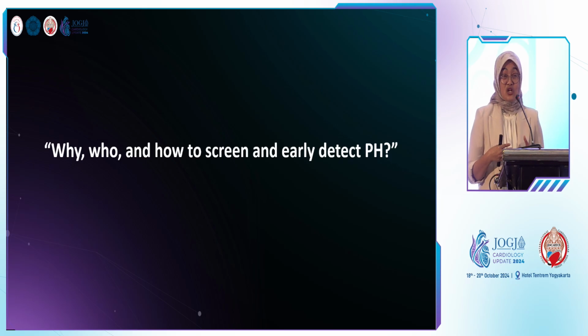So based on that situation, I can tell you that pulmonary hypertension has considerable morbidity as well as mortality. That's why we need to screen or perhaps detect this early, to reduce this morbidity and mortality.